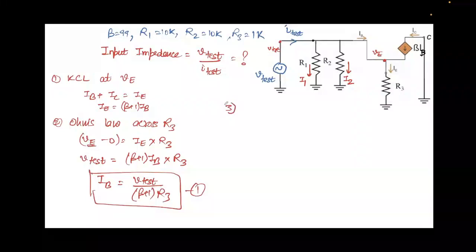Now in step 3, I'll apply KCL at this node.